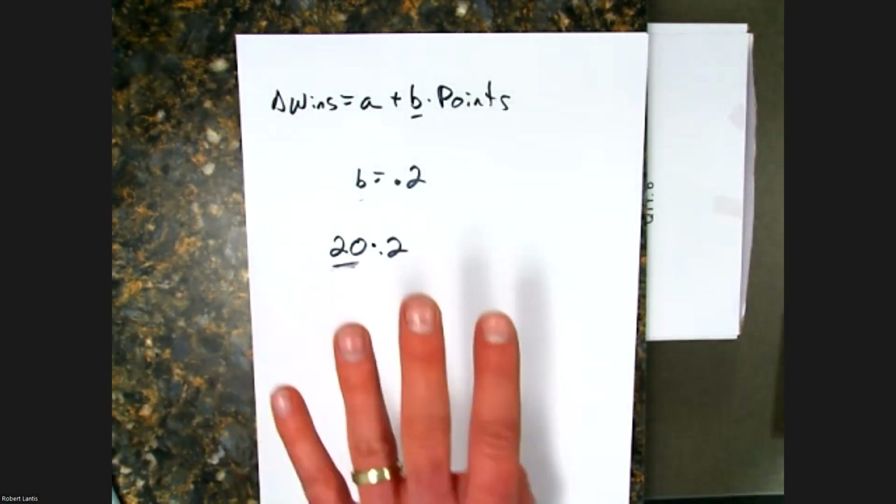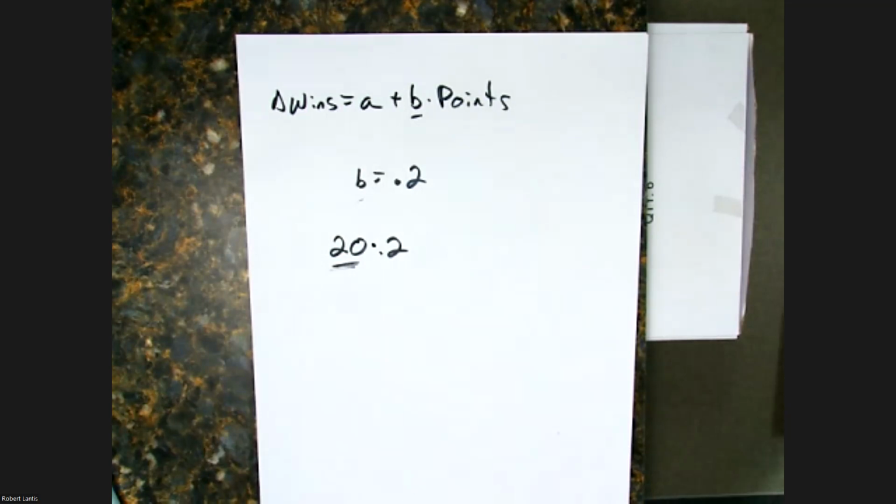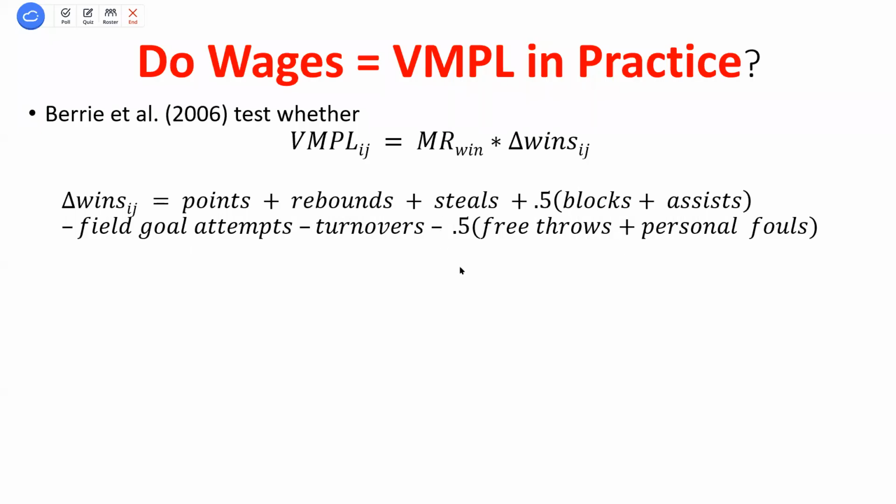Now, I'm just using points here. We don't have to just use one variable to make our predictions. I can use multiple variables. It just becomes more complicated. I would have a coefficient on rebounds, a coefficient on steals, et cetera. I would then, for every player, just plug in their numbers and get their predicted number of additional wins they would bring to a team.